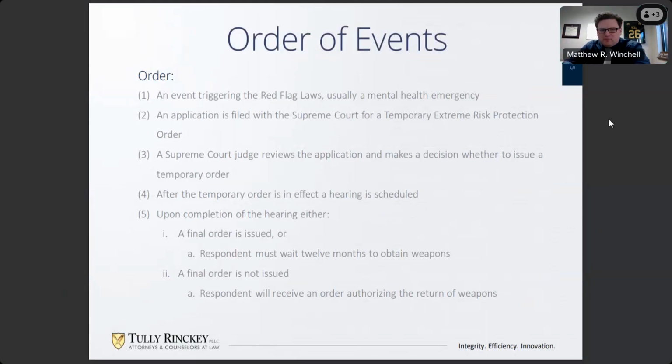They'll 911 them or something like that, bring them to the hospital, and then after they've been brought to the hospital, one of the cops will go to the Supreme Court, ex parte, and file an application for what's known as a temporary extreme risk protection order. These temporary orders are usually good for 60-ish days. They're basically just there in place until a hearing can be had.